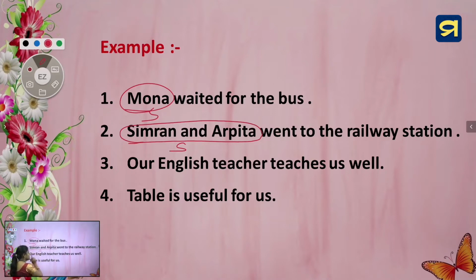Next, our English teacher teaches us well. Who teaches us well? Our English teacher. Okay, this is the subject of the sentence. Next, table is useful for us. What is useful for us? Table is useful for us. So table is the subject. Okay, so whenever you are going to identify the subject in a sentence, ask yourself who did the action or by what the action has been done.